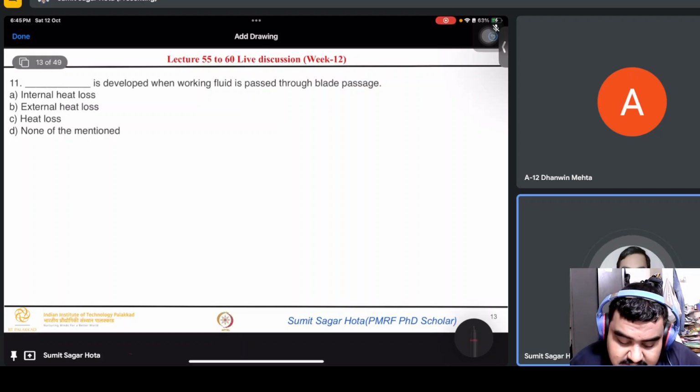So why will it reduce? The heat is lost due to the friction between the blade material and the fluid.